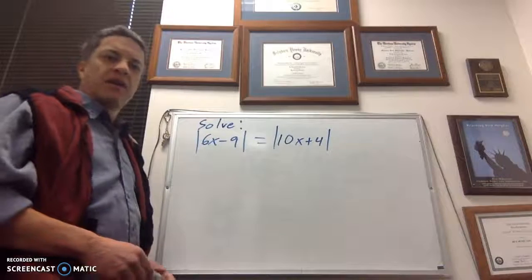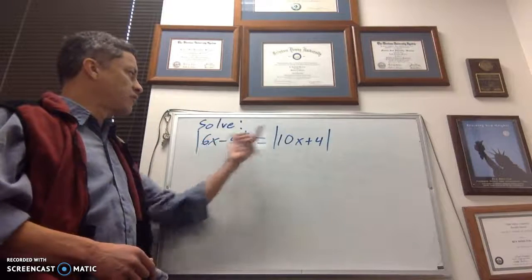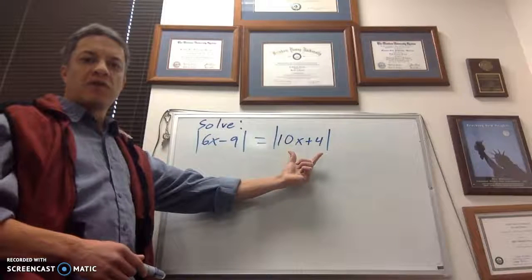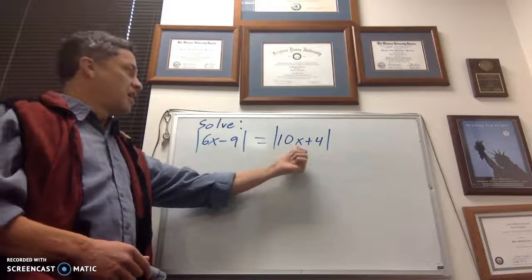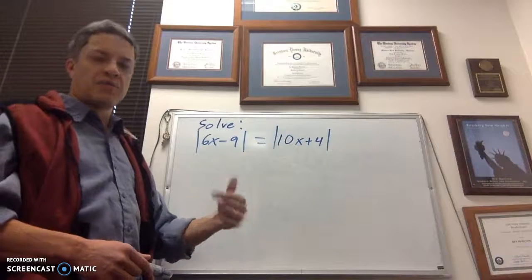Hi everyone, I've got a problem here. What happens if you have an absolute value equation? We have absolute values on both sides of the equation and variables within both absolute values.